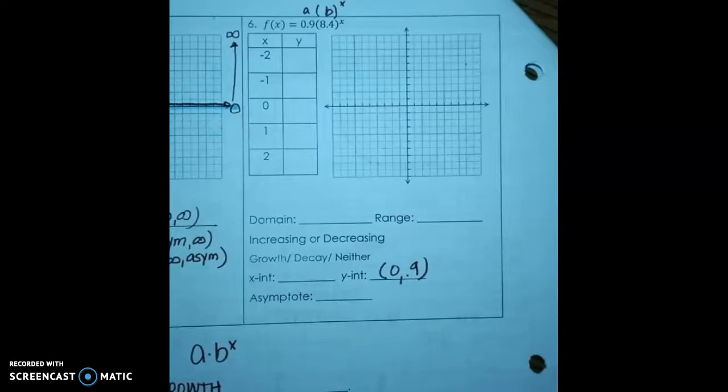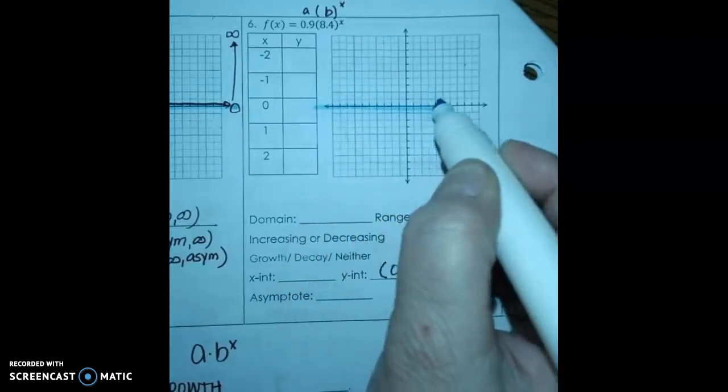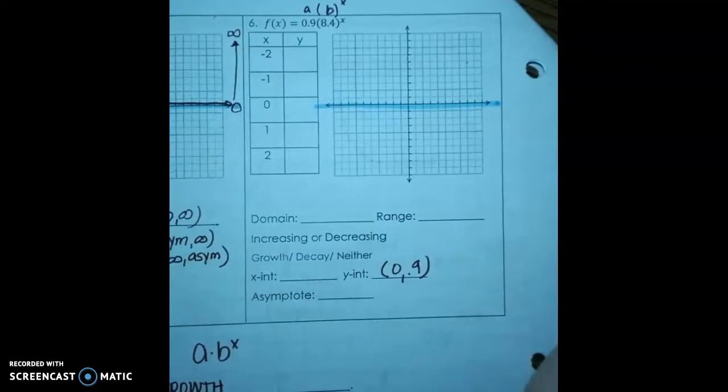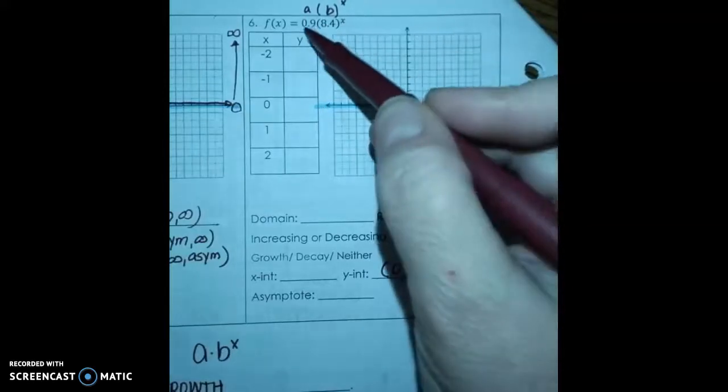And I'm telling you today that in this graph, this is the asymptote. I'm going to highlight it so I know I'm not going to cross over that line. Monday we'll learn how to identify the asymptote from the equation. So I want to get the rest of these values. I'm making some predictions before I graph.